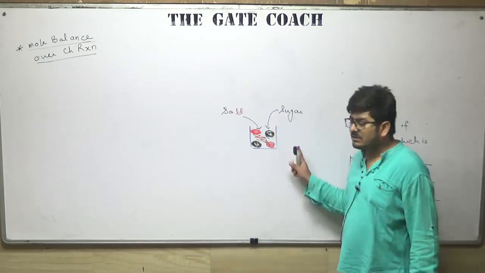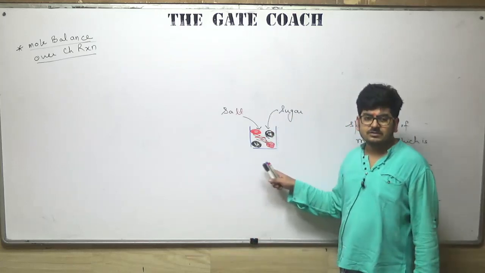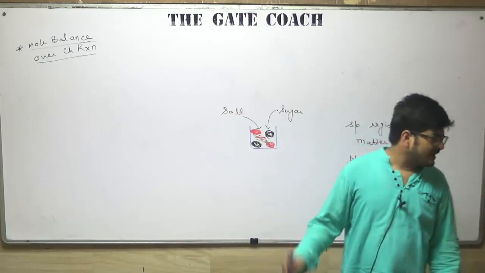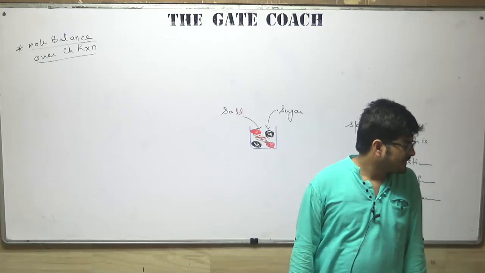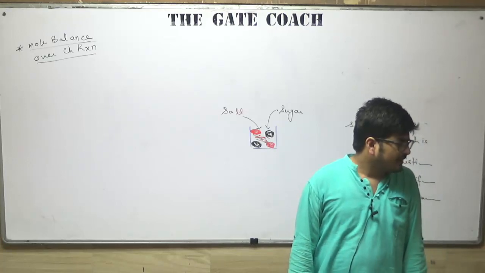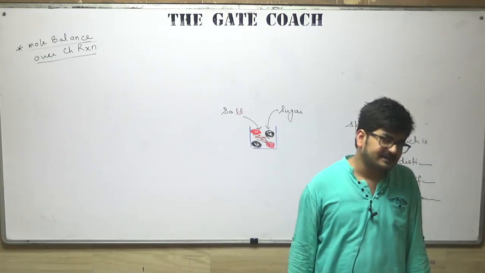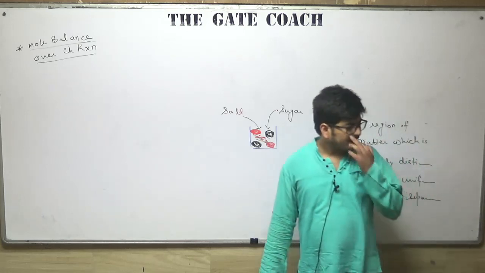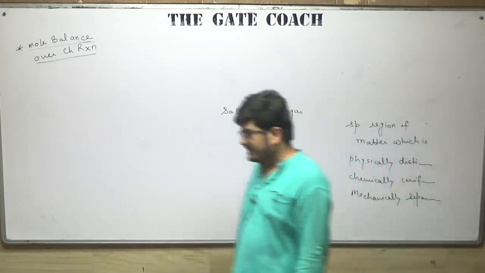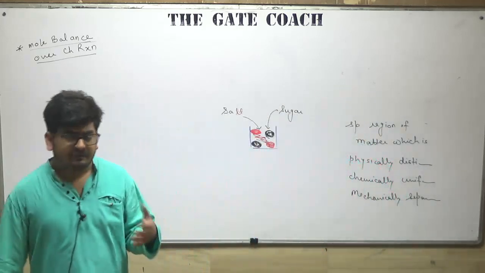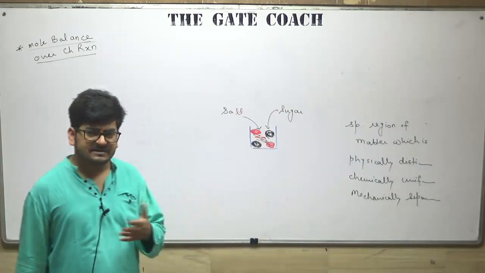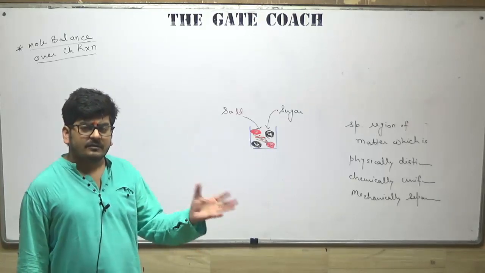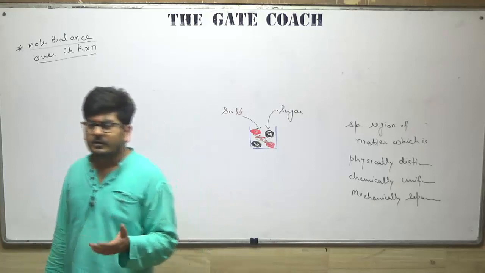Similarly salt and sugar, both are immiscible. So that is a heterogeneous mixture, two-phase mixture. Is it clear now? Can you identify the number of phases in any mixture now? Yes, that's wonderful, because if you are able to identify the number of phases in any mixture, then further you can easily find out the degree of freedom for any system.